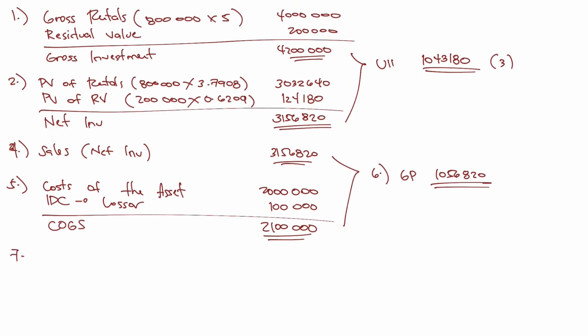Okay? Then, number 7, how much is the carrying amount of the lease receivable on December 31? Once again, the initial carrying amount, or carrying amount at the beginning of the lease receivable, will be equal to the net investment. That is in accordance with paragraph 67. Okay? So, 3,156,820 will be our initial measurement.